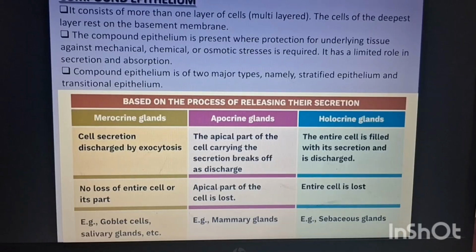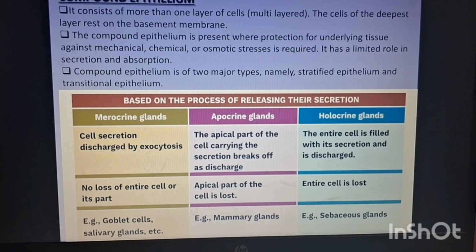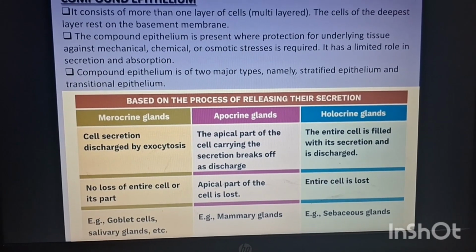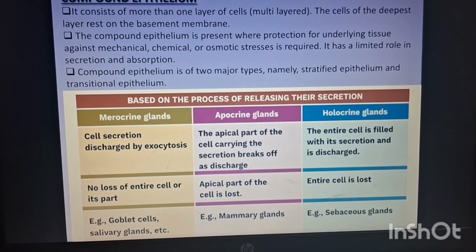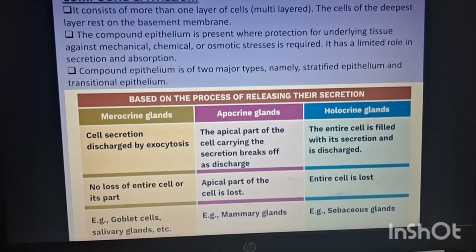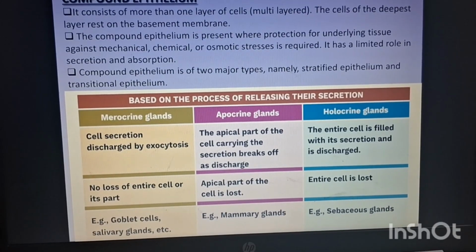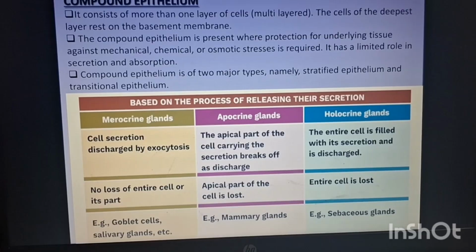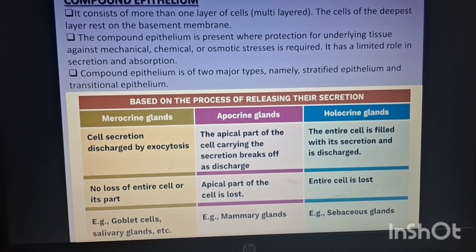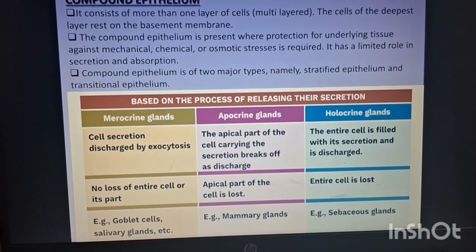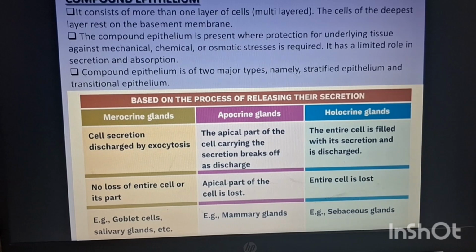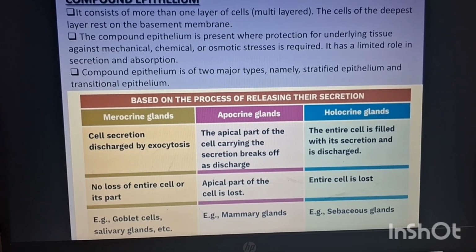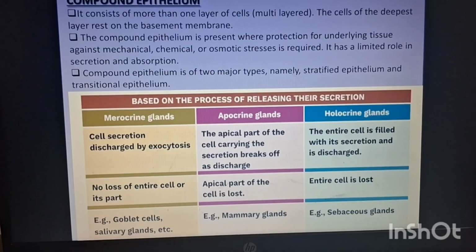What is the compound epithelium tissue? It consists of more than one layer of cells. That is, this is called multi-layered epithelium tissue. The cells of the deepest layer rest on the basement membrane. The compound epithelium is present where protection for underlying tissue against mechanical, chemical or osmotic stresses is required. It has a limited role in secretion and absorption.